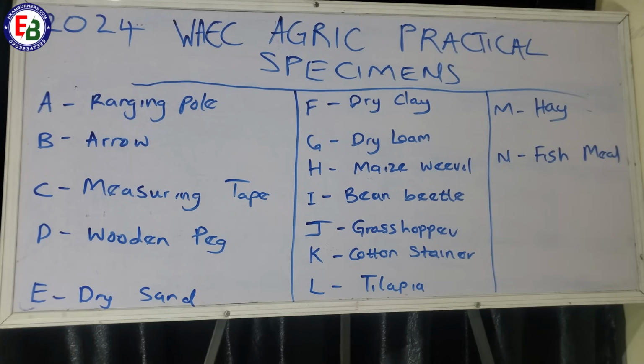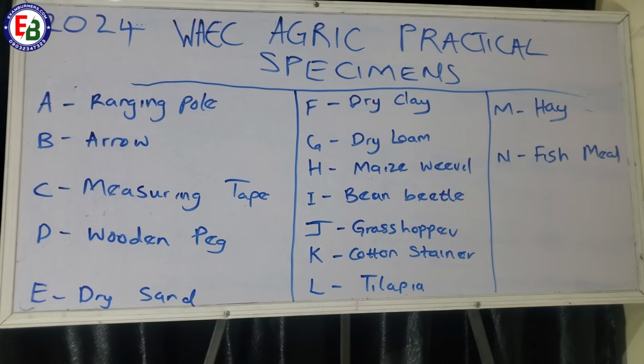Biting and chewing. Specimen K is our cotton stainer. That's the only organism there that is a piercing and sucking insect. Specimen K is cotton stainer, and it's a piercing and sucking insect. It only attacks cotton crops, cotton plants. So that is specimen K. So that is all on specimen H, I, J, K. I'm going to be moving to specimen L, M, N now.